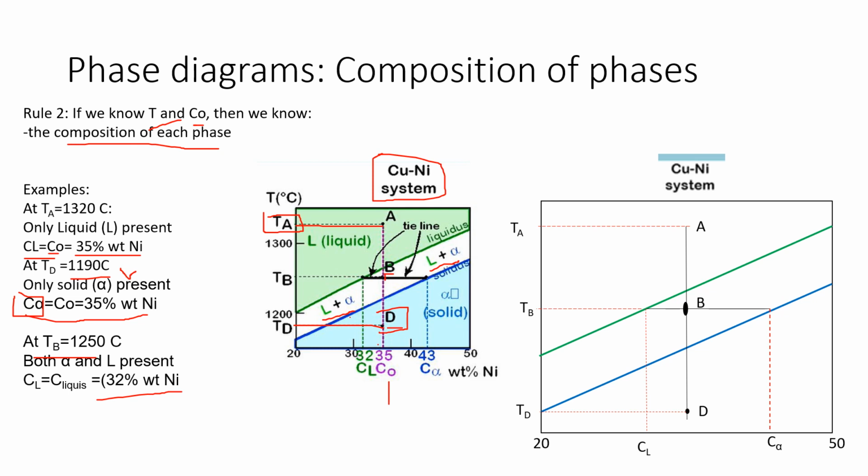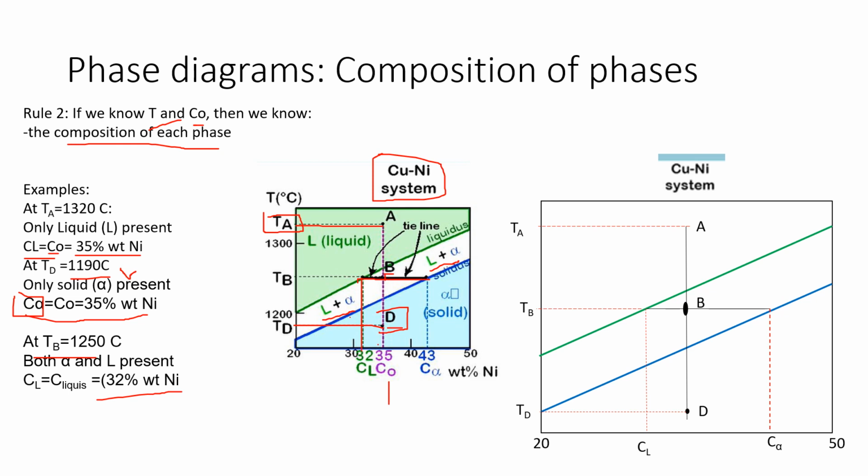Why do we use the lever rule? If there is a mixture within the boundary of L plus alpha, a mixture of two phases, we project a horizontal line which touches the two boundaries, the liquid and the solid. So according to the lever rule, at point B the line is projected from the liquid phase boundary to the solid phase boundary.